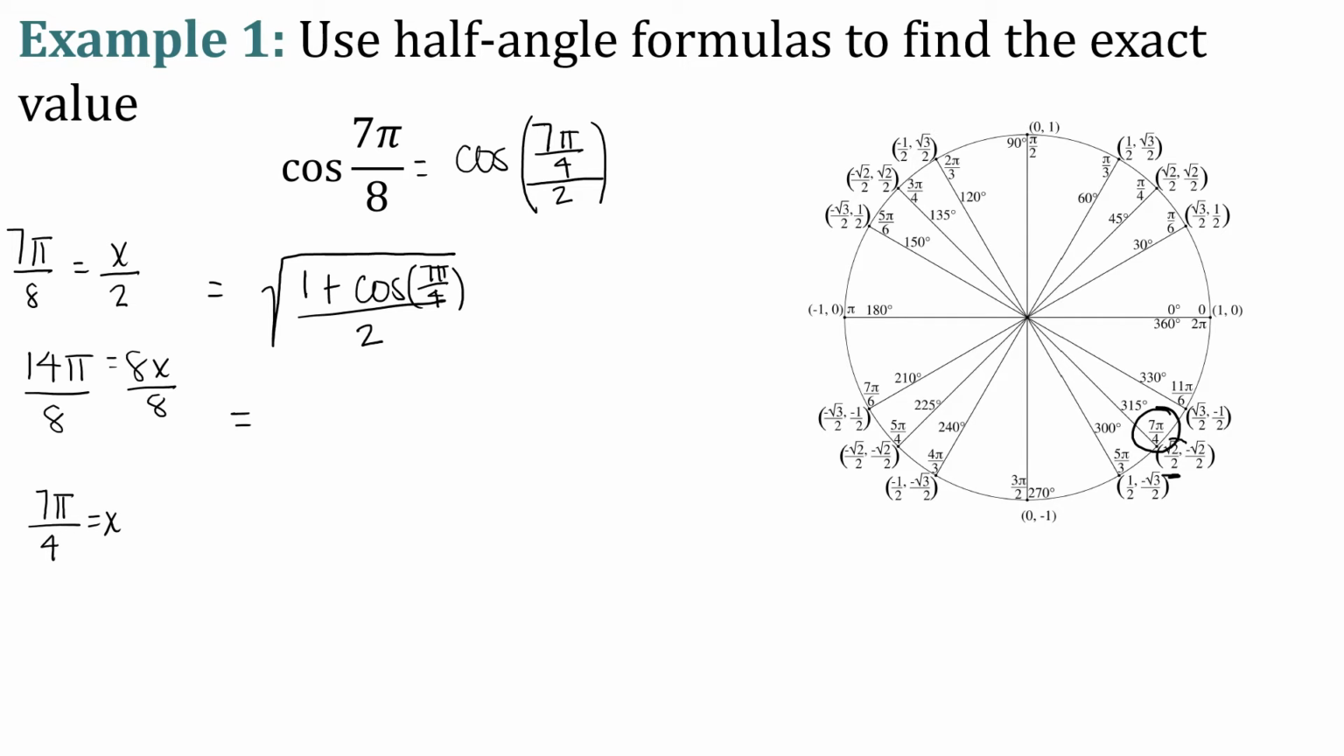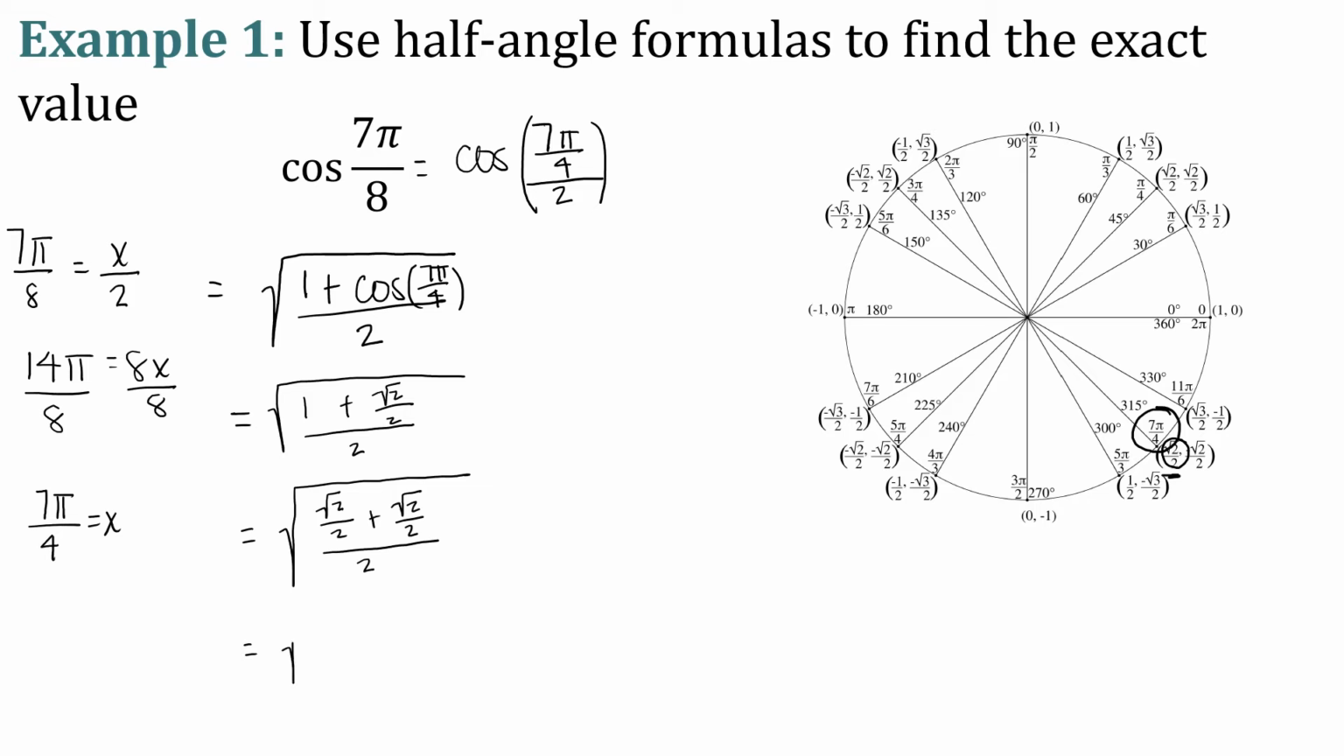Cosine of 7 pi over 4 is the square root of 2 over 2. So 1 plus the square root of 2 over 2, all over 2. That's going to be the same thing as saying the square root of 2 over 2 plus the square root of 2 over 2, all over 2, which is going to be, this is getting lengthy, 2 square root of 2 all over 2 divided by 2.